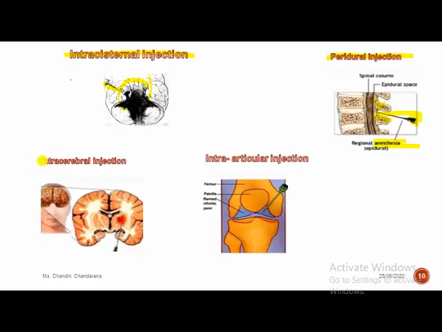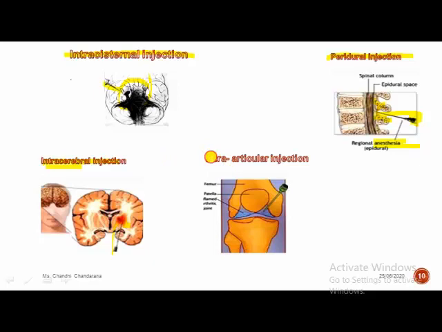Now next is intracerebral injection. So what is intracerebral injection? Obviously cerebral means cerebrum. So it is given into the cerebrum. This is your injection. This is the site. Here it is given into the brain, in the cerebrum. That's why it is known as intracerebral injection.